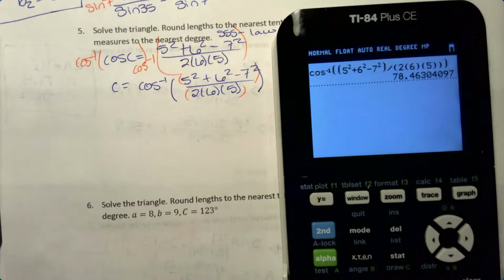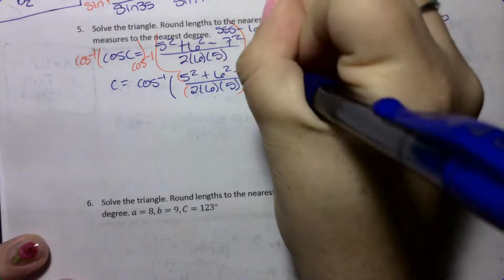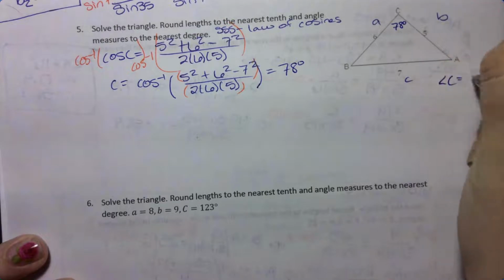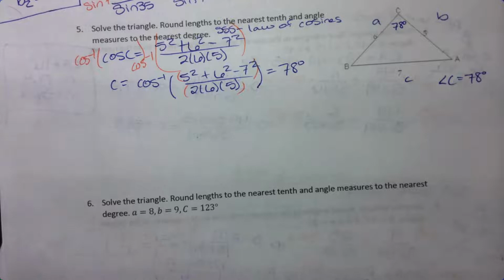Which is giving me 78.4. This one again wants me to round to the nearest whole number for my angle. So 78 is my angle. Now that I have an angle and a side, I want to go ahead and use the law of sines to find a side length.